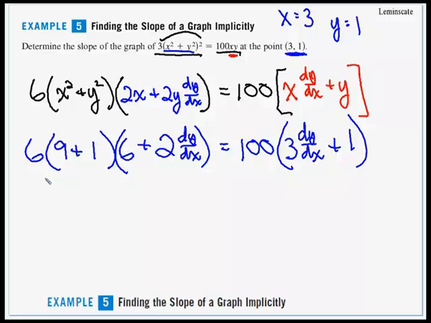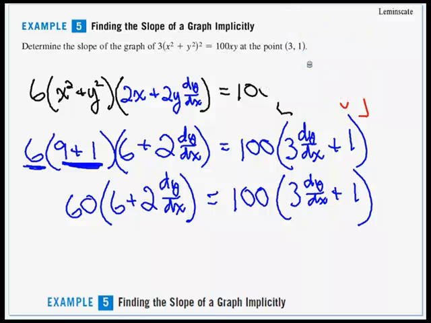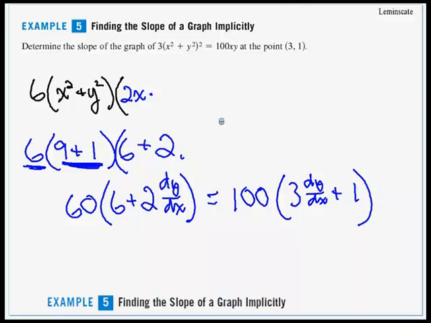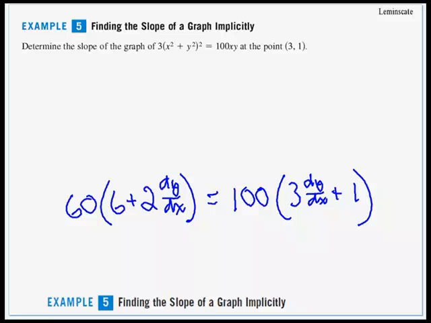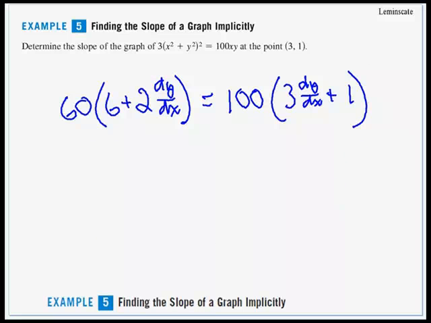Let's keep simplifying as much as we can. This is 6 times 9 plus 1 is 10. 6 times 10 is 60. So now we have 60 times this 6 plus 2 dy/dx is equal to 100 times 3 dy/dx plus 1. So that right there took some of the major parts of simplification out of the way. The algebra that we're left with now is pretty simple. We got to distribute the 60, we got to distribute the 100, collect like terms, solve for dy/dx.